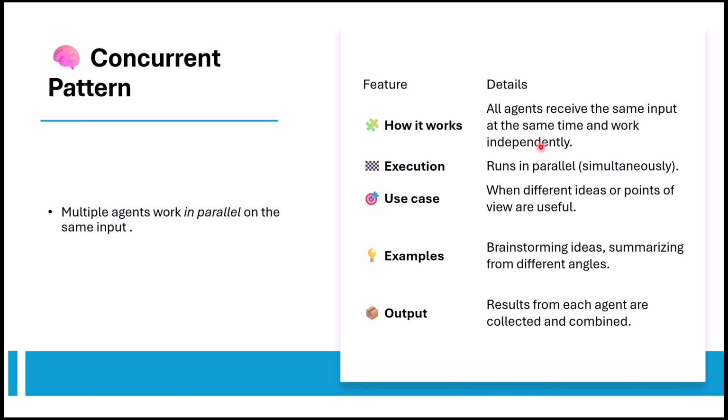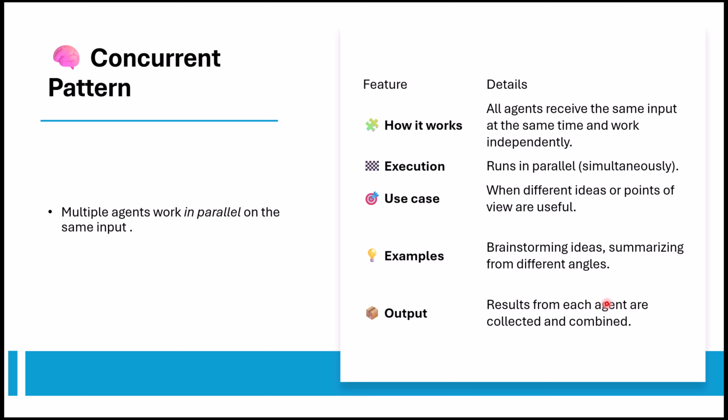What is the use case? Why do I need to implement this concurrent pattern? In what scenario should I choose it? Simple. When different ideas or points of view are useful for a scenario, you can use the concurrent pattern. For example, if you want to brainstorm ideas or summarize content from different angles, you can use it. The outputs from each agent are collected and combined into one final output, which is sent to the user or developer, whatever it is.